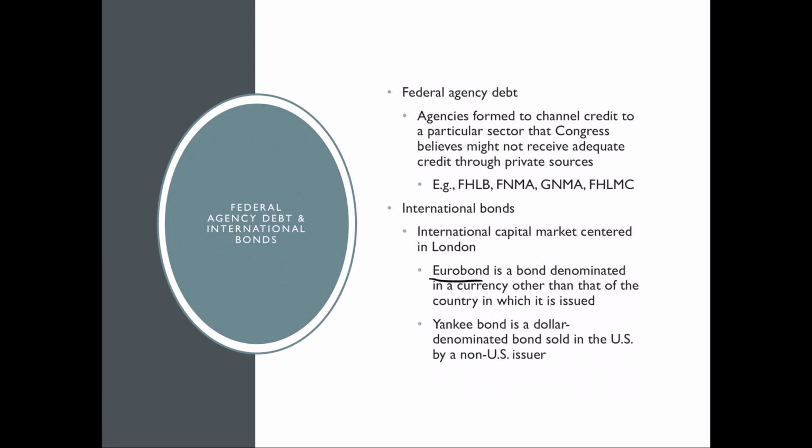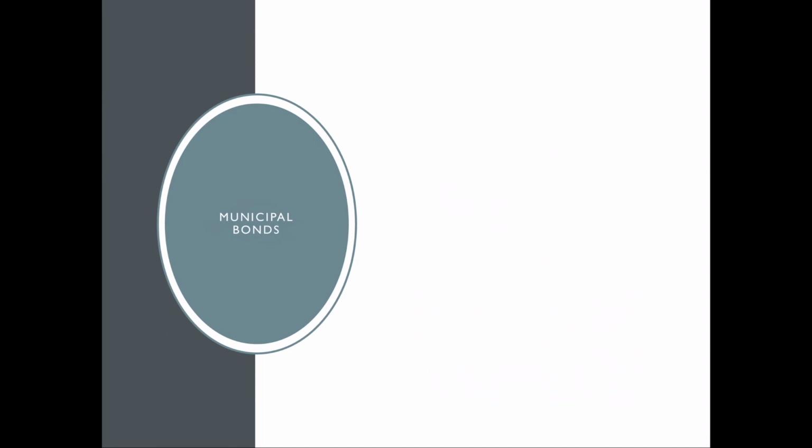issuer. Say Japan or Europe has dollar-denominated bonds sold in the U.S., but they are non-U.S. issuers. So those are some international bonds. Continuing on, we also have municipal bonds. So municipal bonds are tax-exempt bonds issued by state and local governments. So they are exempt from federal taxes and oftentimes also exempt from state and local taxes in your issuing states.